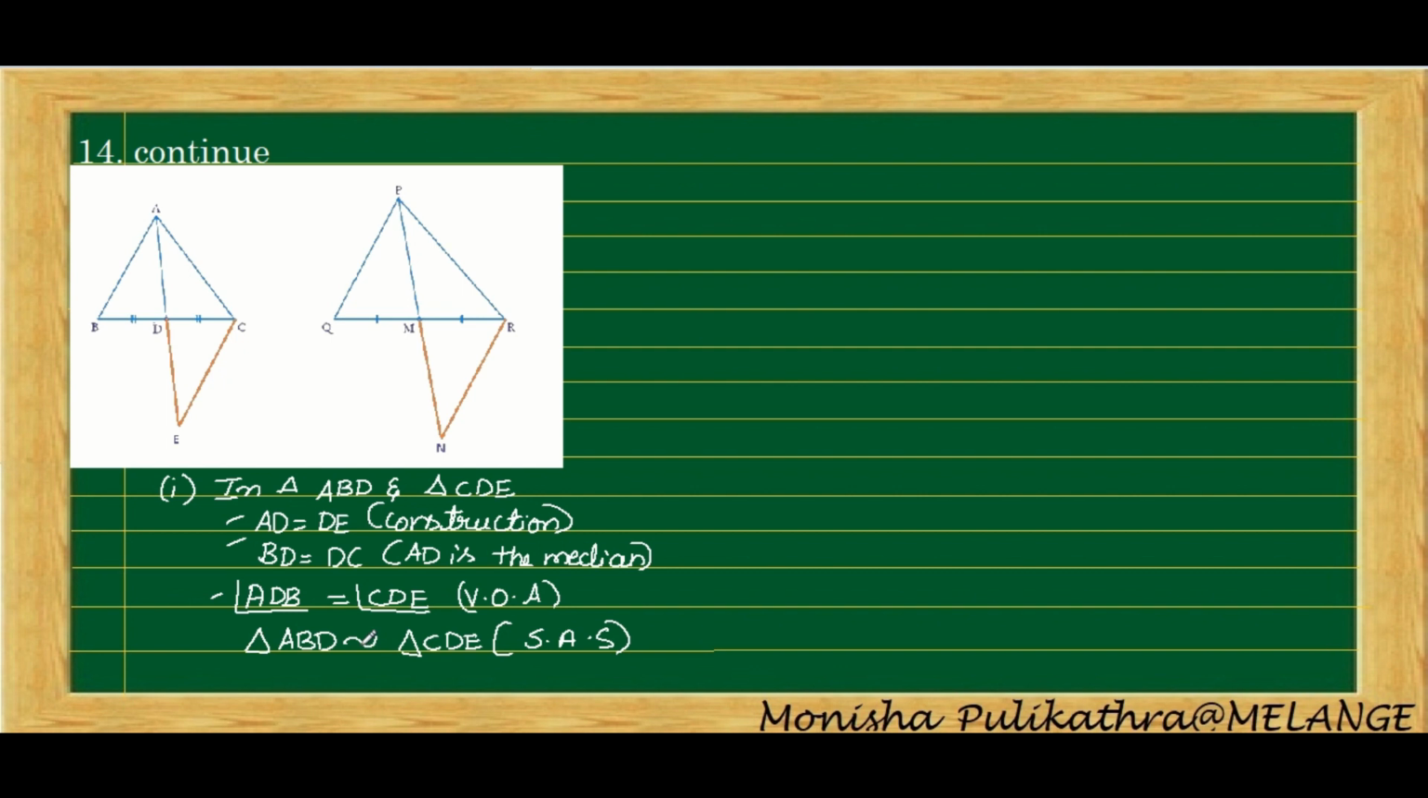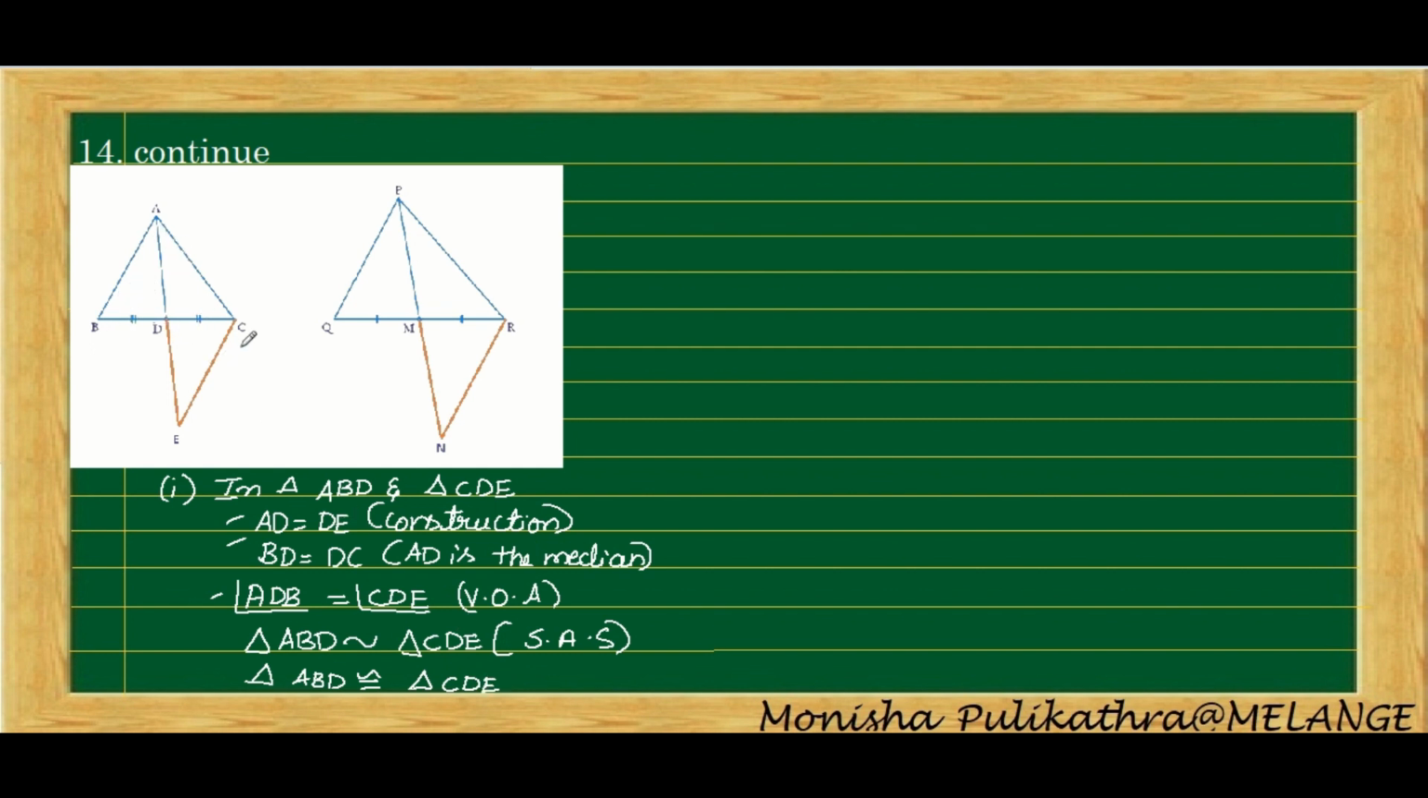If two triangles are similar or congruent, then what happens? If two triangles are similar, then those two triangles may or may not be congruent. So we can write it in the next line. Okay, if we take it as congruent, then all the sides are equal.